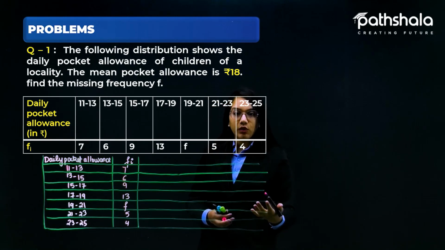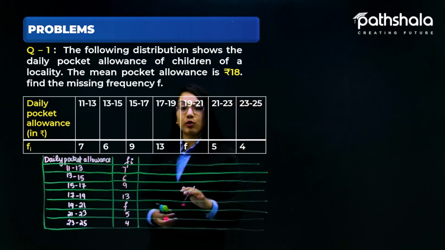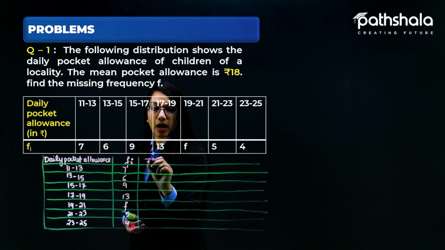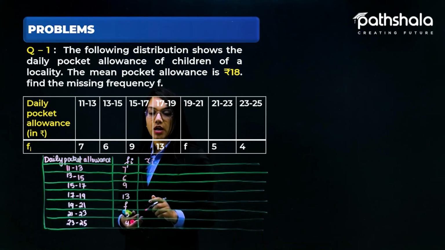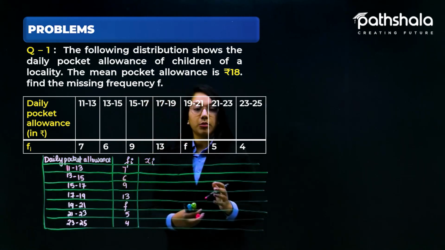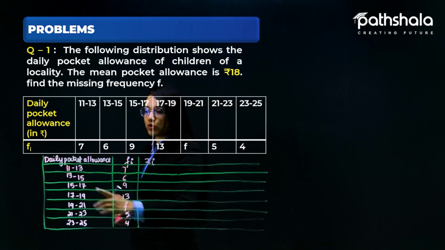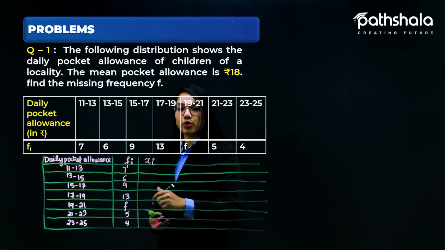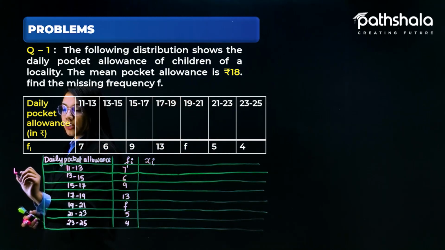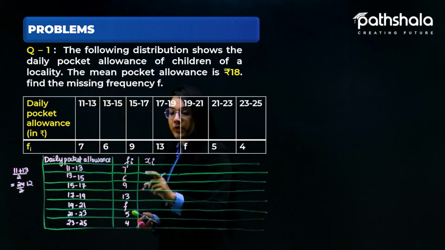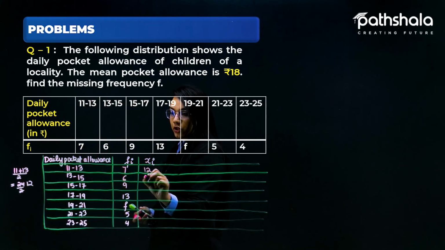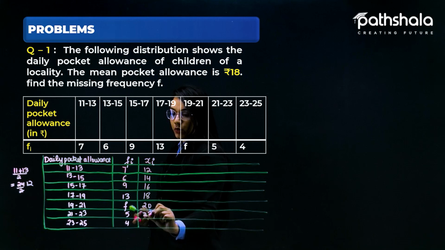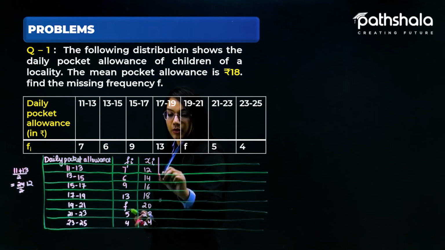Now let's just calculate Di, but before that let's just calculate Xi. So we know Xi is nothing but the class marks. So we know how we can find the class mark. It is nothing but the upper limit plus lower limit divided by 2. So if I take 11 plus 13 divided by 2, that is 24 by 2 which is nothing but 12. So hence the Xi for the very first class is 12, for this one is 14, for this one is 16, for this one is 18, for this one is 20, this is nothing but 22, this is nothing but 24. So this is my table for the Xi.